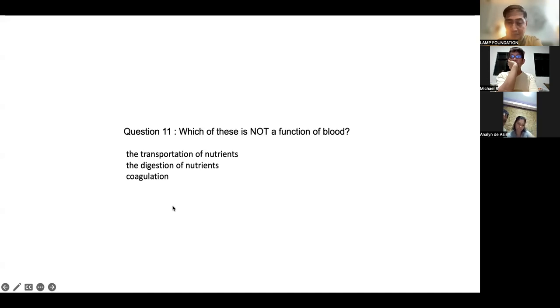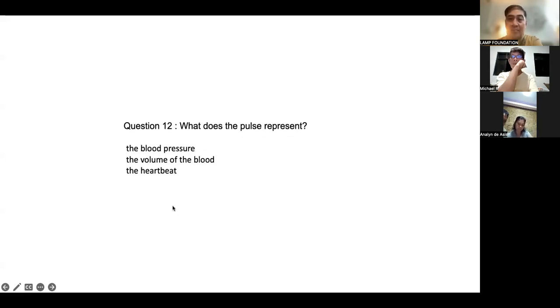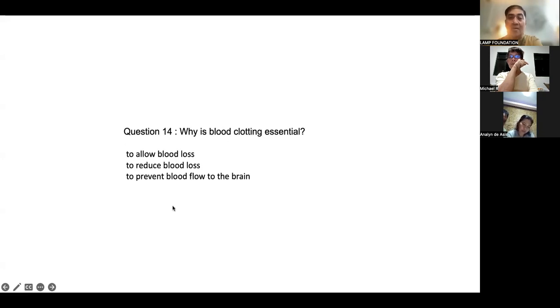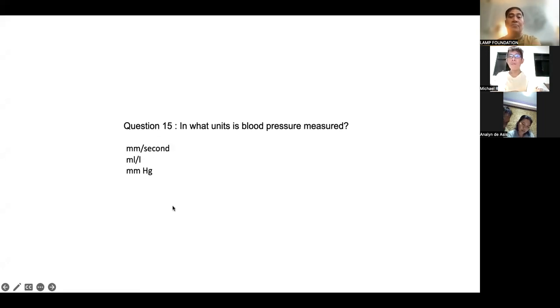Which of these is not a function of blood? The digestions of nutrients. What does the pulse represent? The heartbeat. A blood clot in the brain can cause which event? A stroke. Why is blood clotting essential? To reduce the blood loss. In what units is blood pressure measured?